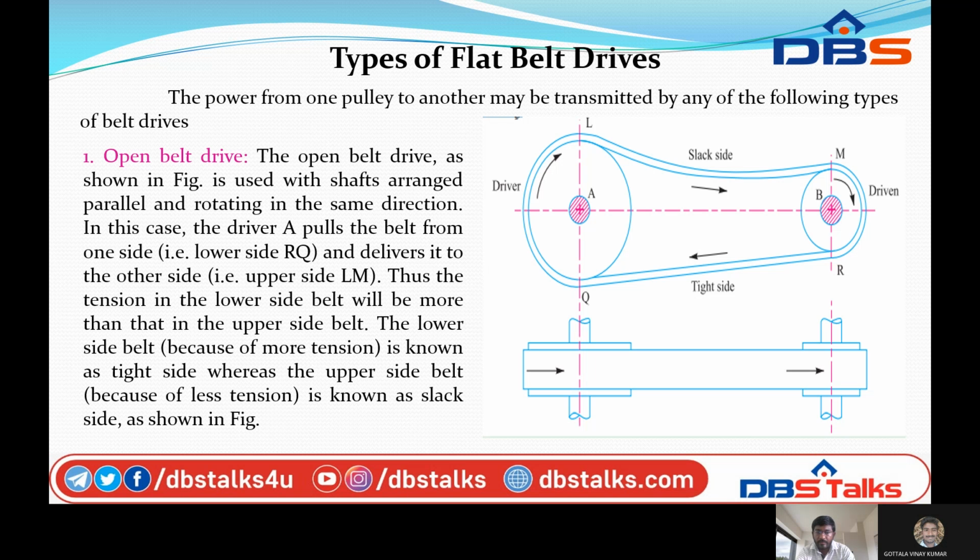The lower belt RQ, which has more strength and more tension, is known as the tight side, and LM, the upper side, always has less tension. This is the slack side. So this is the arrangement of the open belt drive.